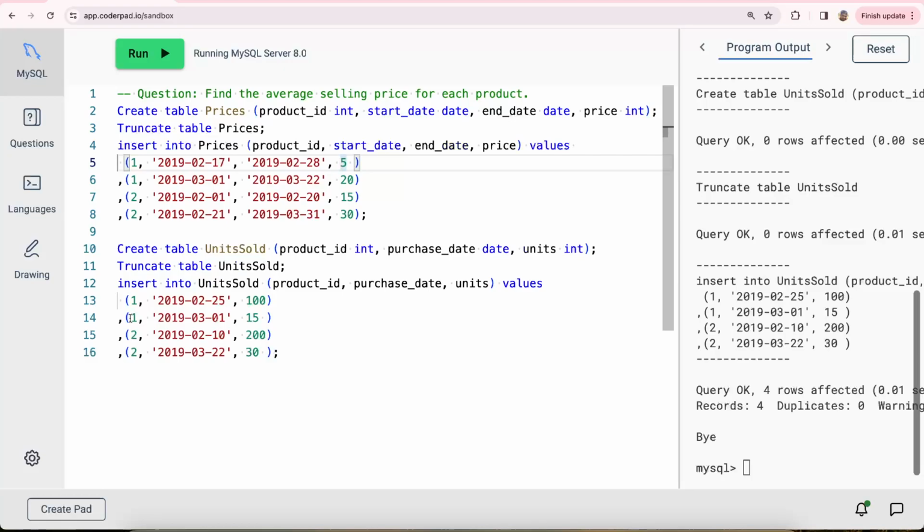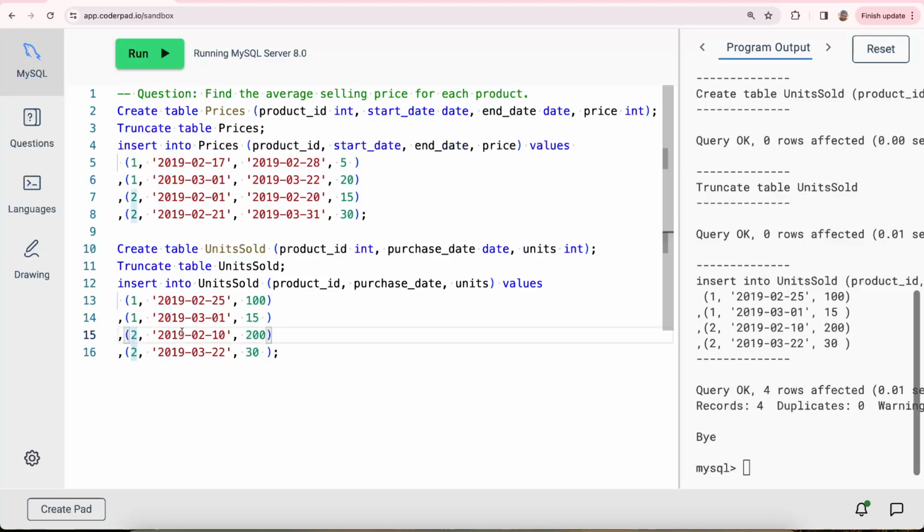And for product 1 on March 1st, they sold 15 items. For March 1st, the price is $20. The items sold is 15 and the price is 20, so the sold price is 15 into 20, $300.